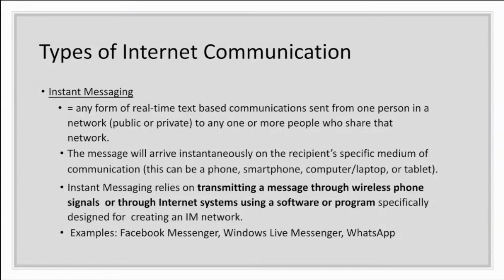Okay, so your phone is wireless, but you need internet access to access that application. Otherwise, you cannot connect with each other. You can use those applications, but you can't connect with other people without internet access. So these are examples of instant messaging applications: Facebook Messenger, Windows Live Messenger, WhatsApp. We have so many instant messaging applications.